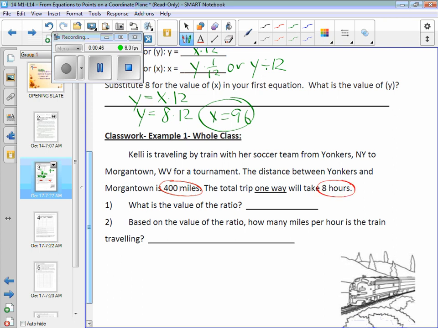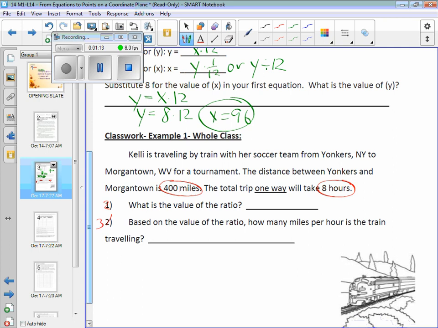My question one is different from your question one, right? Look on your sheet, it's different, I think. The question on your sheet reads, what is the ratio of miles to Morgantown to hours traveled, right? Actually, my questions aren't different. There's just an extra one that you have that I don't. Because this should be your question 2. And this should be your question 3?